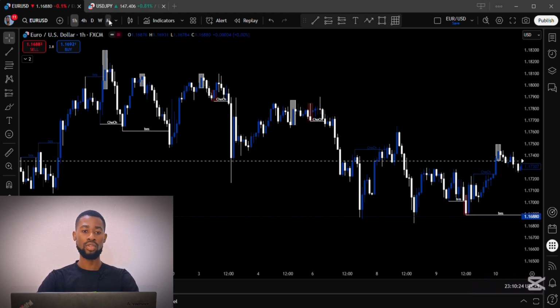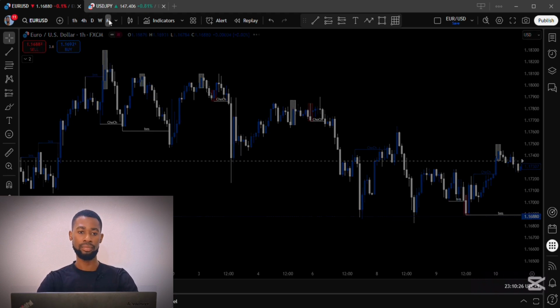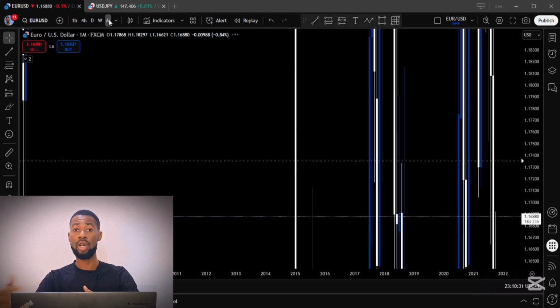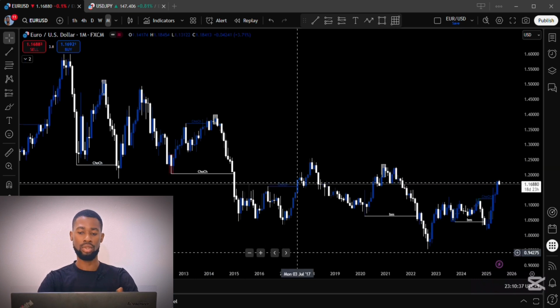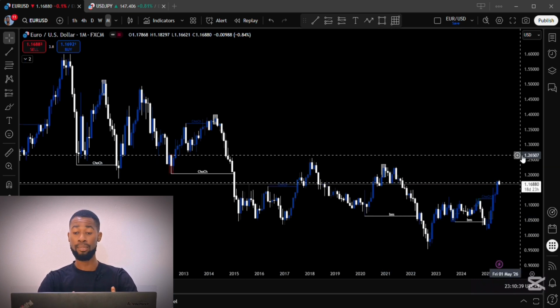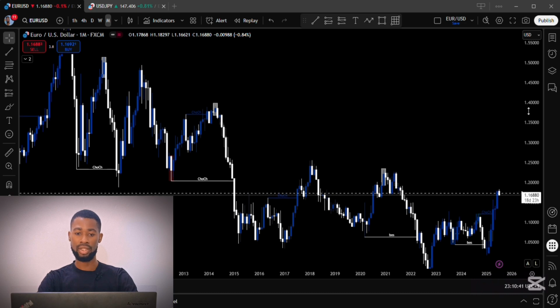So now we want to start from the monthly time frame, since I want to see what is going to be happening throughout the whole week, apart from the fundamentals that might spike things up, but just pure basic technical analysis.